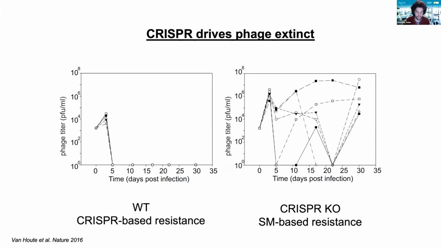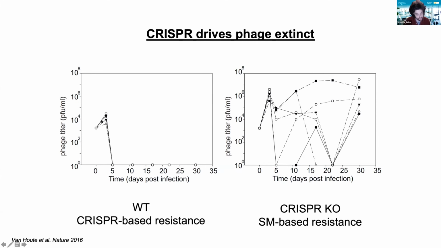CRISPR immunity has important implications for the ability of phage to persist. So on the left, we see what happens if bacteria evolve CRISPR immunity. We observe that initially phage titers are relatively low, but then the phage amplifies and increases in density. So you see that here. That is because initially all the bacteria are sensitive, but then very quickly those phages are driven extinct.